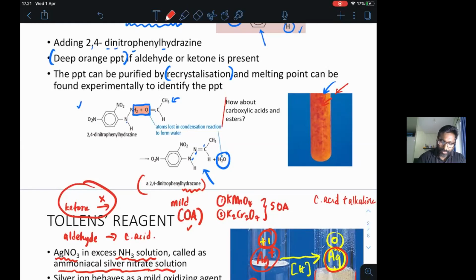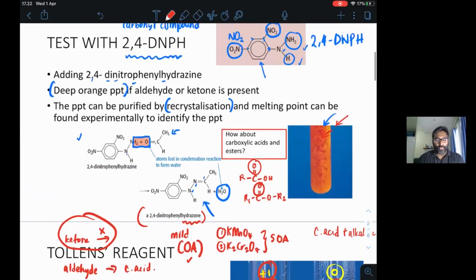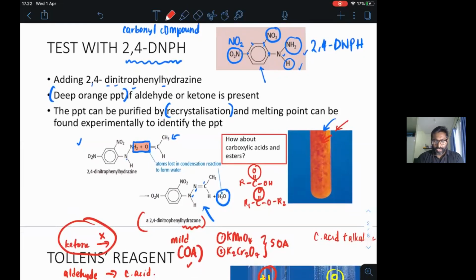Okay, now I want you to have a look at this small part that I put over here. How about carboxylic acid and ester? Carboxylic acid has C double bond O and then COOH-R, and ester is R1, C double bond O, O, and then R2. Even though they have this, take note. If you go and test carboxylic acid and ester using 2,4-DNPH, do you think there will be any positive results?